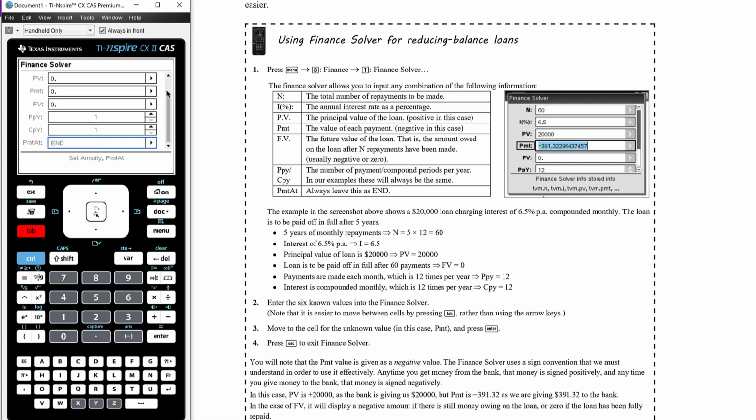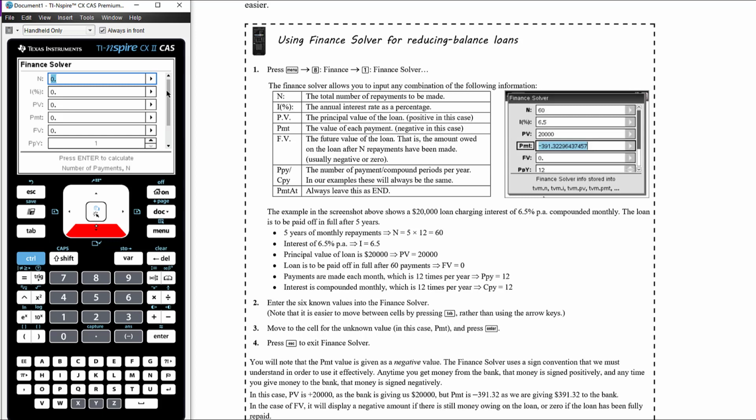And then the last option, payment at end, that's really just indicating that it'll always be end for you. It's really just indicating that we are making the repayment after the interest has been calculated. Okay, so those are the things that we need to be able to fill in any given problem. And then if one quantity is unknown, you leave that quantity blank, and then once you've filled everything else in, you go to that blank cell and you press enter, and it will calculate that cell given all the other cells.